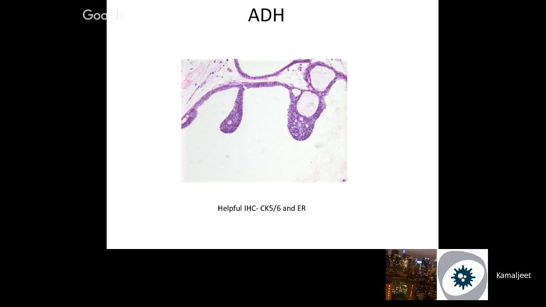And there are immunostains that you can do to differentiate UDH versus ADH. If morphologically the proliferation is ambiguous, you can use CK5/6 and ER. We'll go over this when we talk about the papillary lesion, how to separate ADH from UDH.